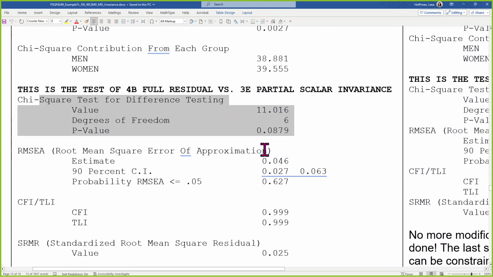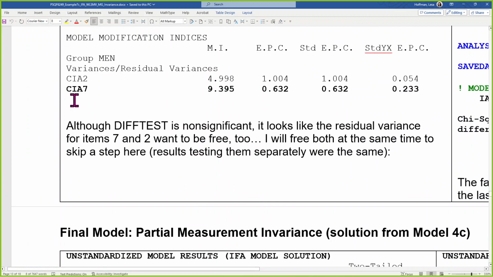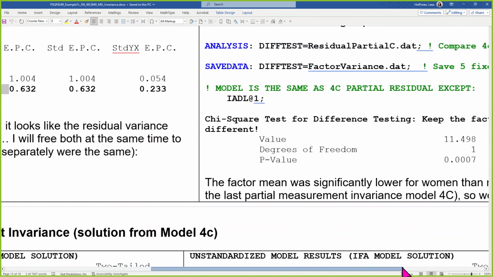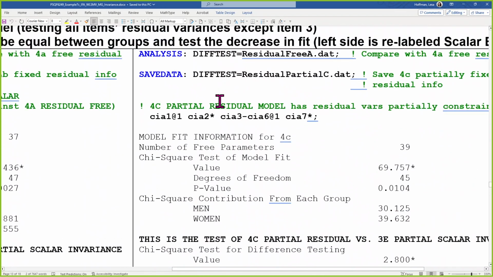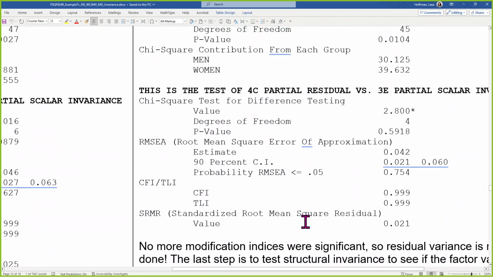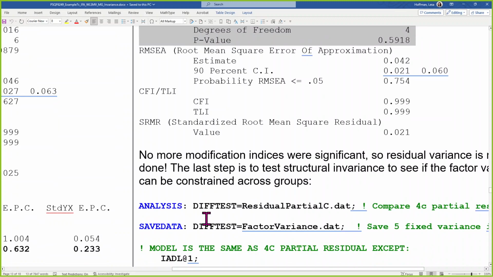Turns out that the result is borderline significant, so I went and tried to figure out why. Item 7 was the one that wanted to be the most different. So then I'm like, all right, then all of them can be different except for 2 and 7. I did that, 2 of them in one step, just to save time. And then we get chi-square for difference testing being non-significant.